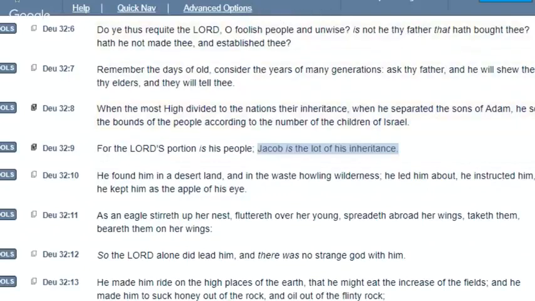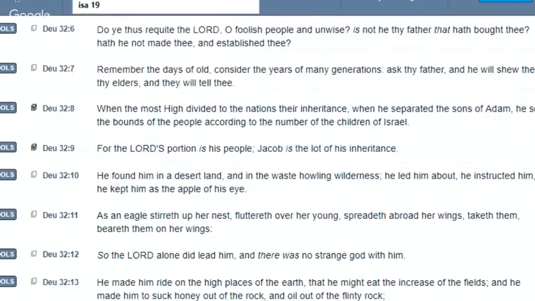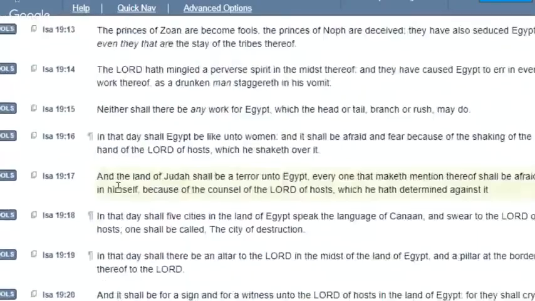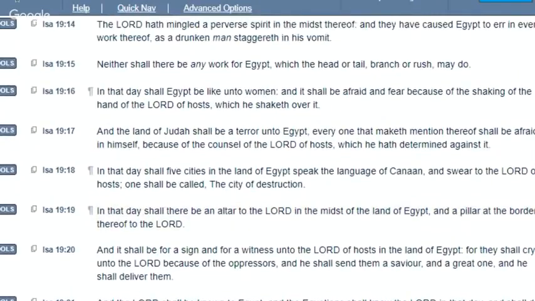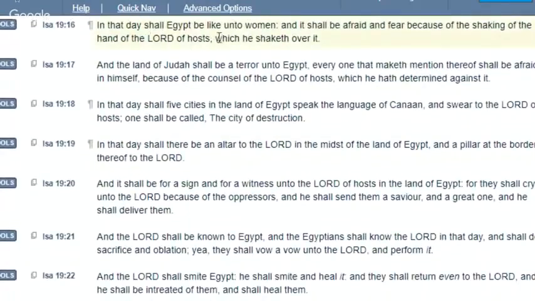All right. Okay, let me just go here. Isaiah 19, and I'm going to end this lesson probably with this scripture here. This is Isaiah 19, and this is a future prophecy of what's going to happen. This is the book of Isaiah 19:16. In that day shall Egypt be like unto women, and it shall be afraid and fear because of the shaking of the hand of the Lord of hosts, which he shaketh over it. And the land of Judah shall be a terror unto Egypt.